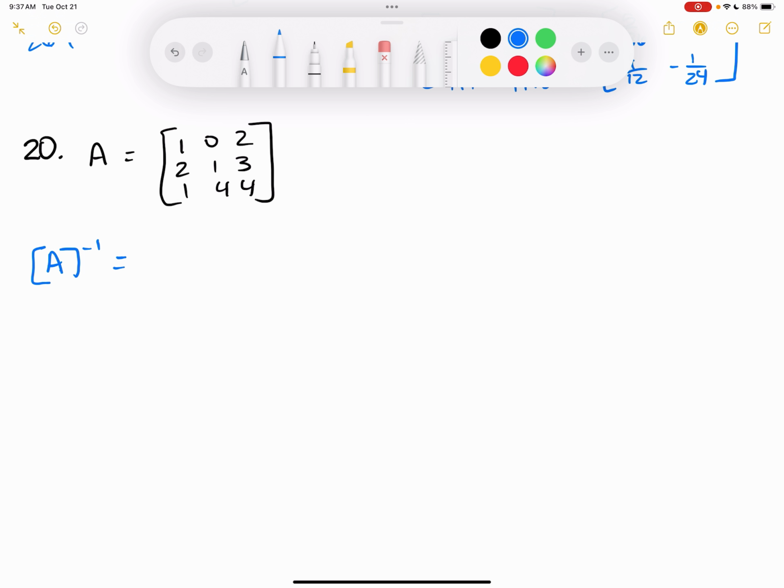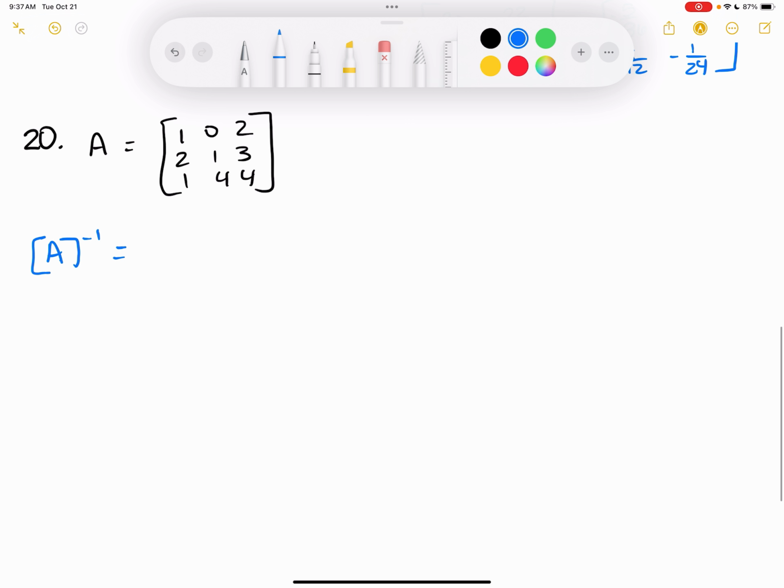Wait, what do you hit to get the fraction? Math. Math. And then the frac 1.